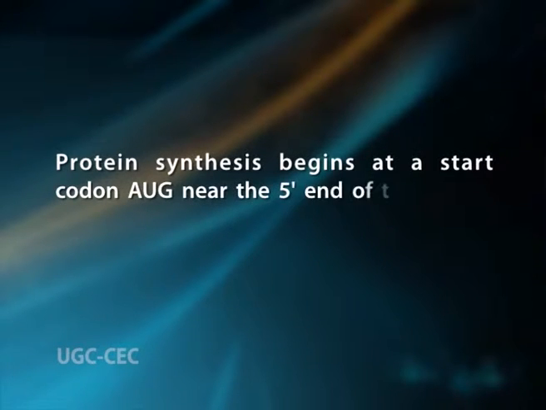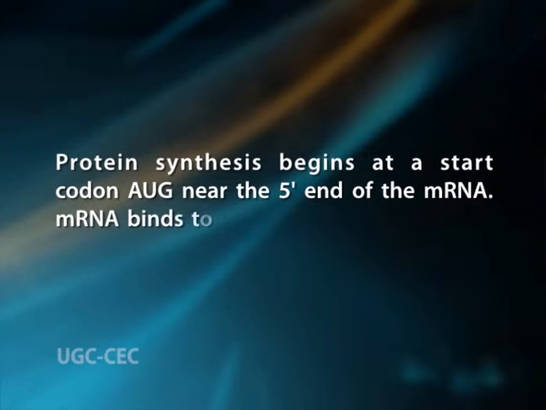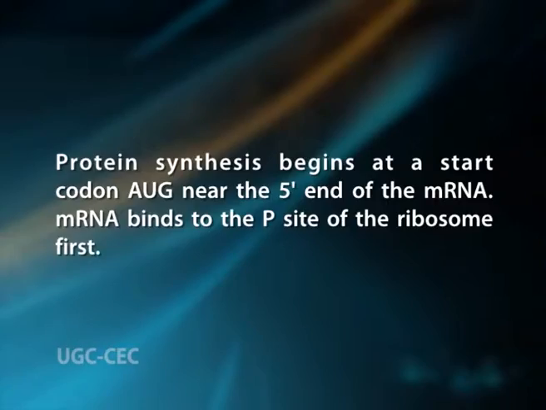Protein synthesis begins at a start codon, AUG, near the 5' end of the mRNA. The mRNA binds to the P site of the ribosome first. The ribosome is able to identify the start codon by the use of the Shine-Dalgarno sequence of the mRNA in prokaryotes and the Kozak box in eukaryotes.